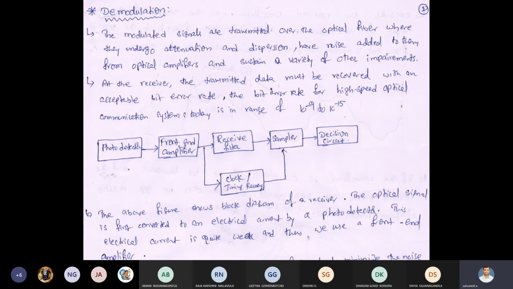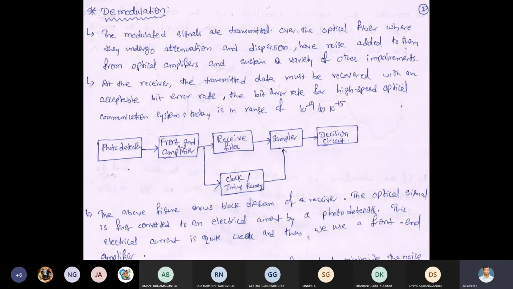It's called attenuation. And the second one is dispersion. What is dispersion? Dispersion is nothing but merging of the pulses due to time delays. Due to this merging of the pulses, the signal is automatically distorted.